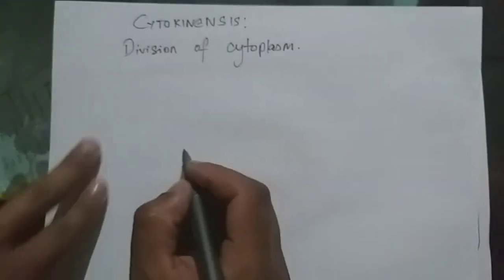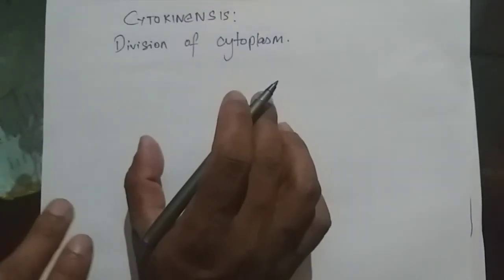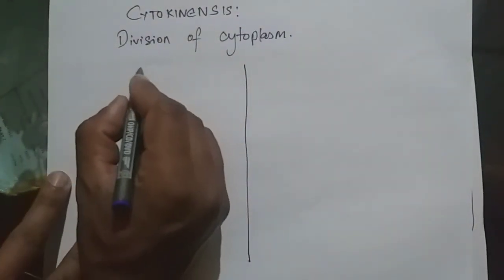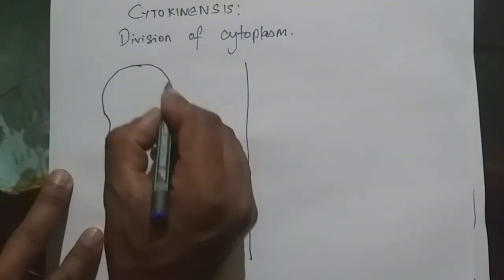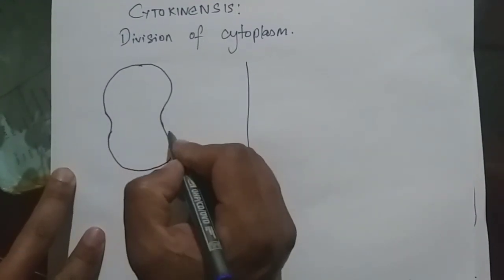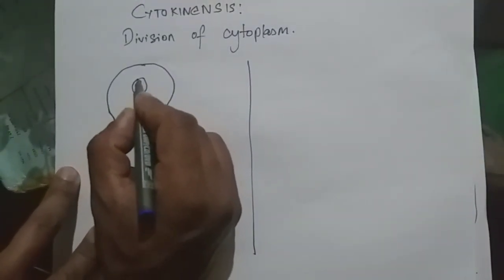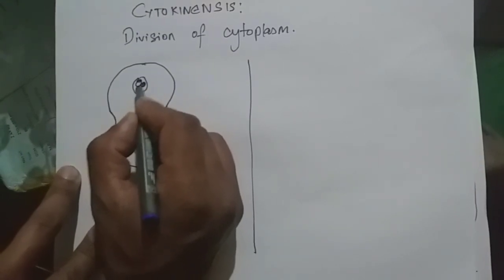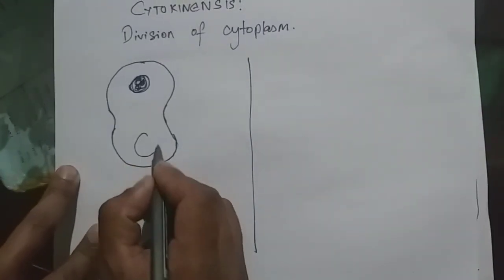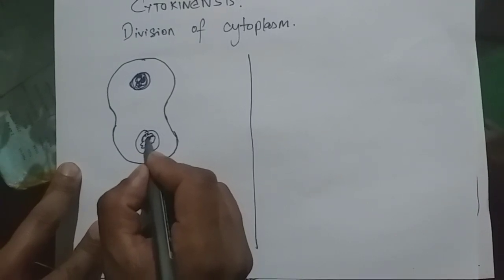Now in this case, the division of cytoplasm in animal cells and plant cells differs in such a way that if you see the animal cell, this is the final phase of karyokinesis, that is the telophase in animal cell. So here are nucleus and chromatin fiber. This is nucleolus, and here also is another nucleus with the nucleolus and perfect nuclear membrane.